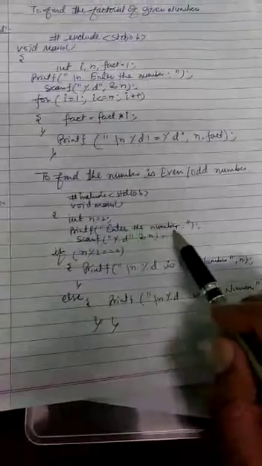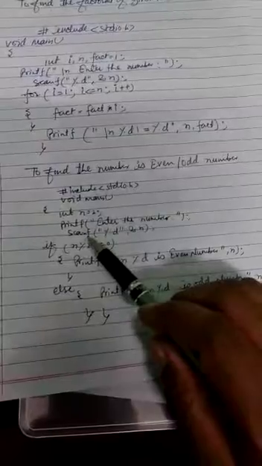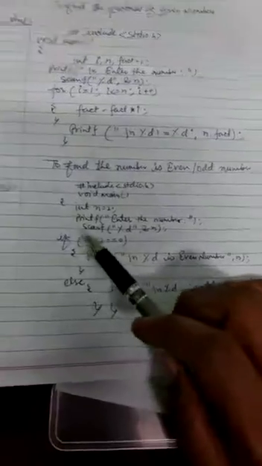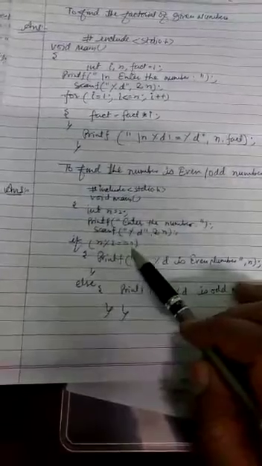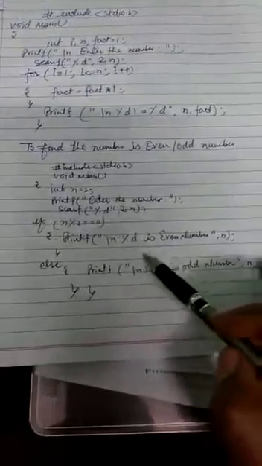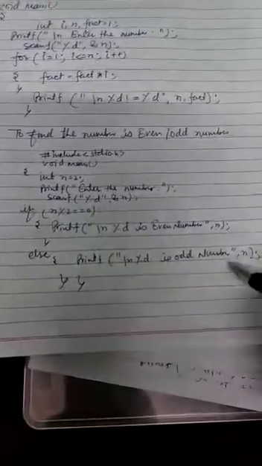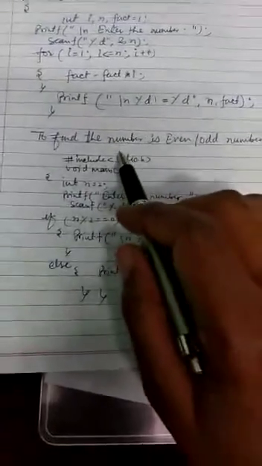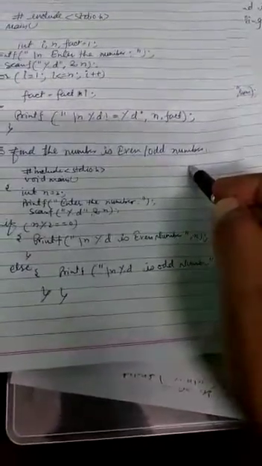printf, enter the number, close the bracket, semicolon, scanf %d and n. Then apply the condition: if n % 2 is double equal to 0, then printf %d is an even number, else printf %d is an odd number. That is the program to find whether a number is even or odd. Thank you.